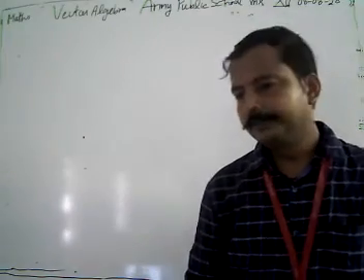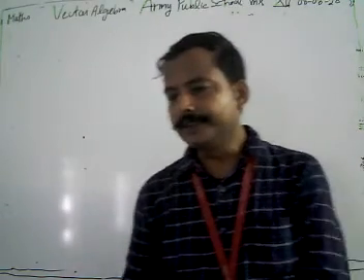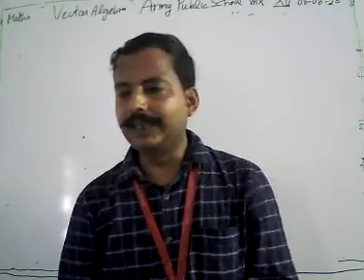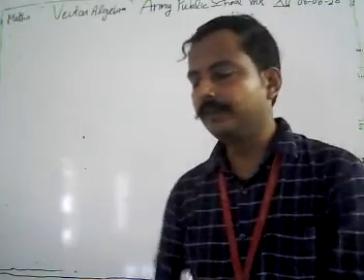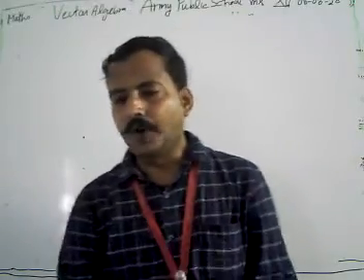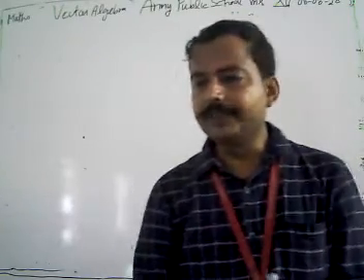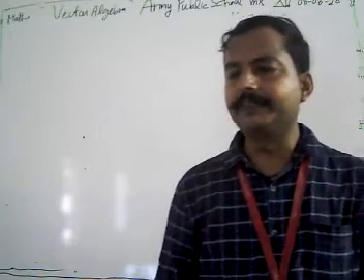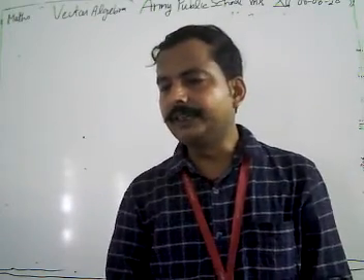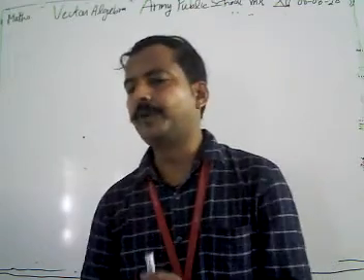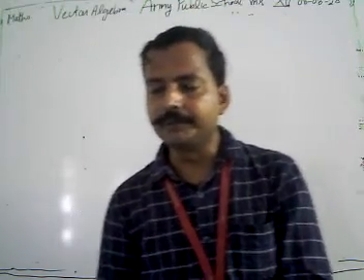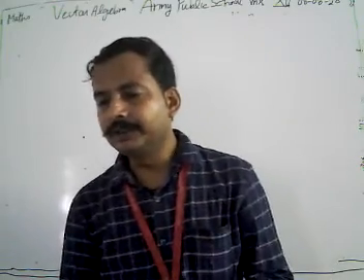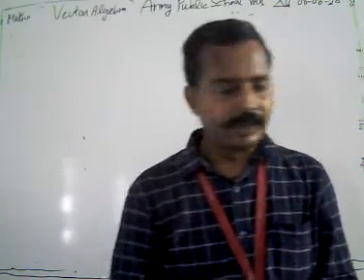Hi students, till now we have discussed vector algebra. In our last topic we discussed the dot product, also known as the scalar product. Vector A dot vector B is given by modulus of A into modulus of B into cos theta, where theta is the angle between the vectors A and B.